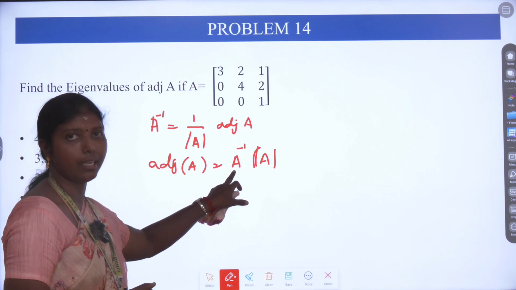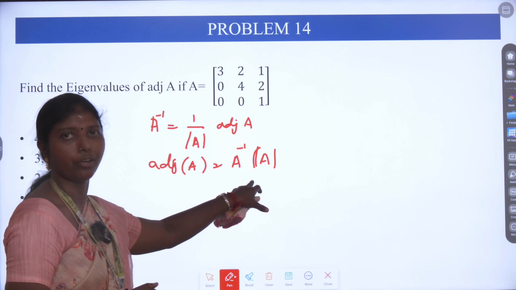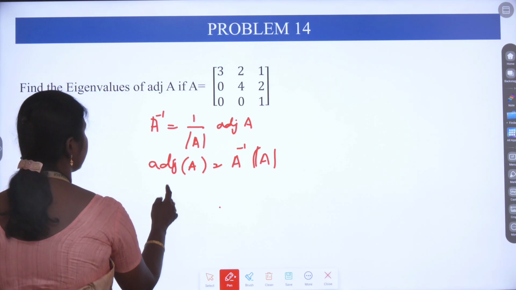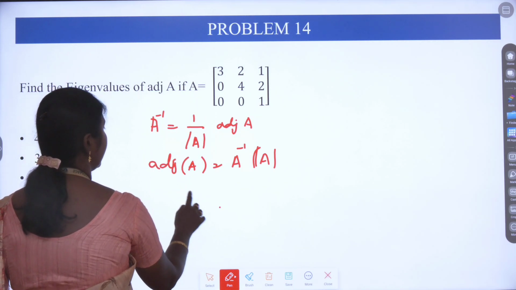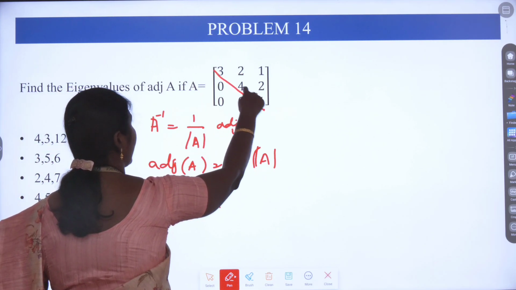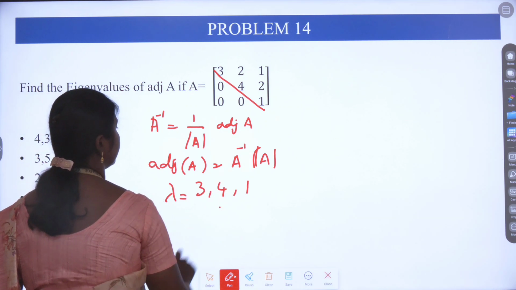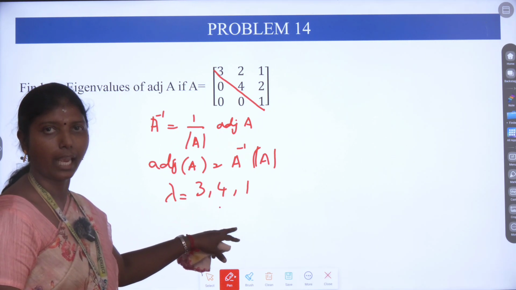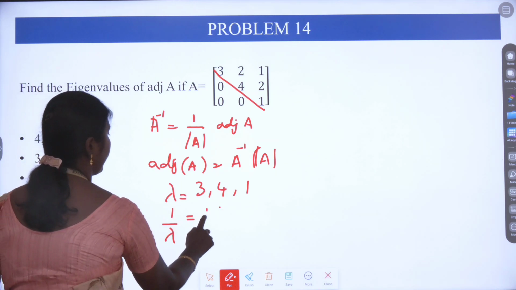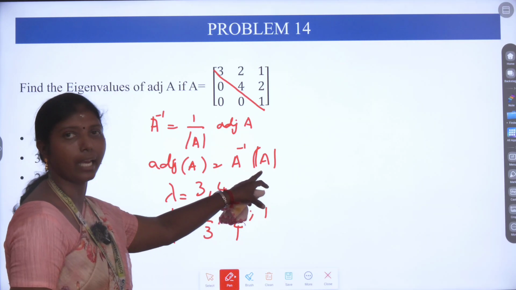So first we need to find the eigenvalues of A inverse, and the determinant of A. Already we know how to find the determinant of A, that is the product of the eigenvalues is nothing but the determinant of A. So first we are finding lambda. Since the given matrix is upper triangular, the main diagonal elements are your eigenvalues, so lambda equal to 3, 4, 1. Since these are the eigenvalues of A, what is the inverse? That is 1 by lambda. So 1 by 3, 1 by 4, next 1.